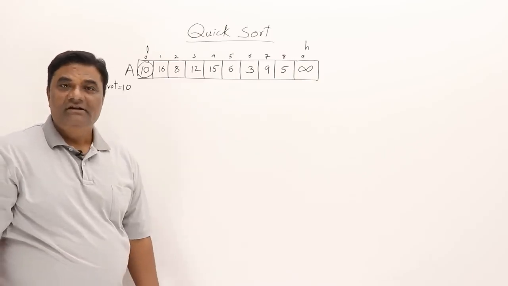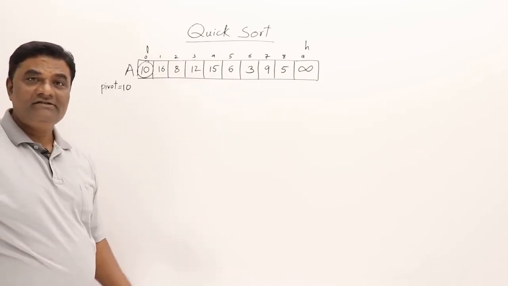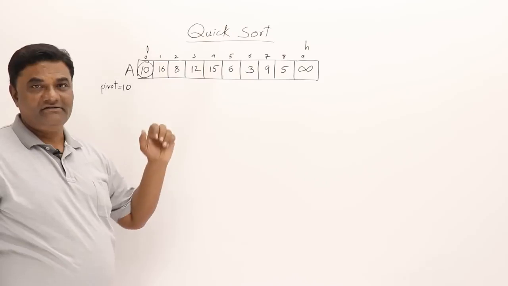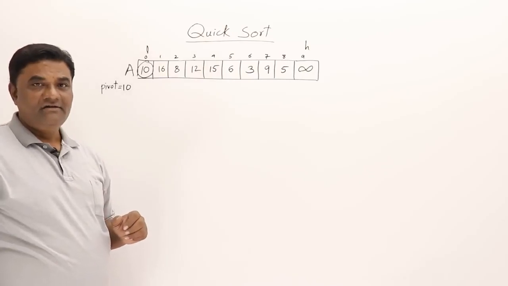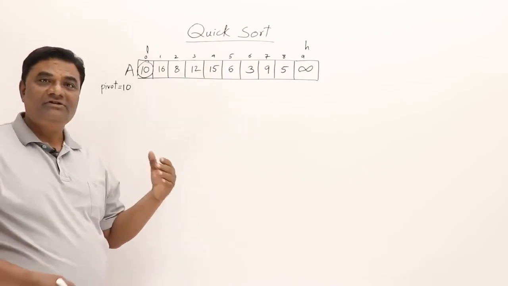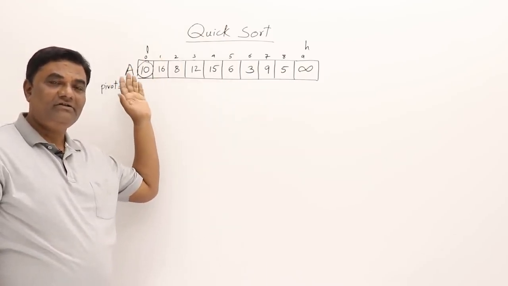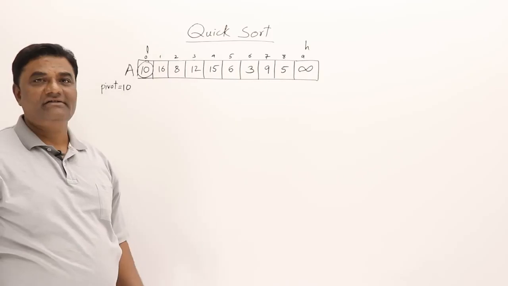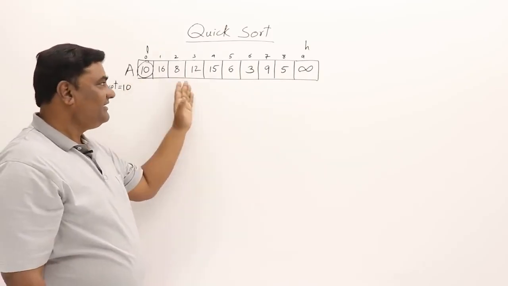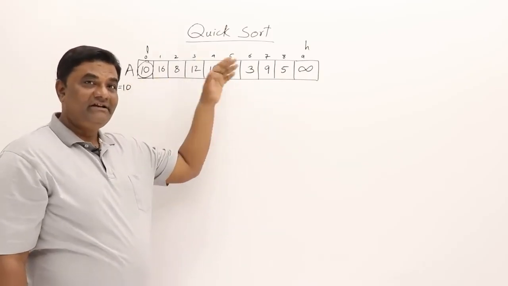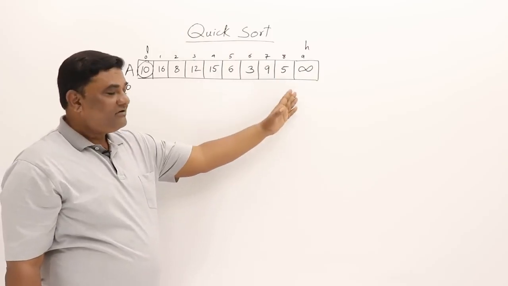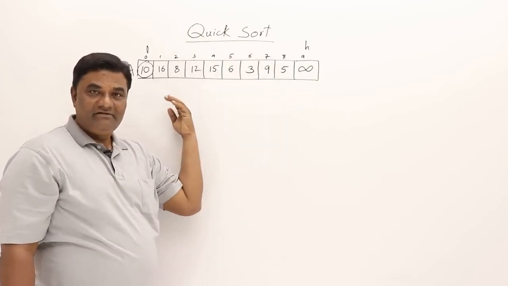Pivot is 10. So I want to find the sorted position of this 10. Where should this 10 come? 10 should come at a place such that all the elements smaller than 10 are on the left side and all greater ones are on the right-hand side. For that, if there is any greater number on this side, I will send it to that side. If there is any smaller on that side, I will bring it to this side.